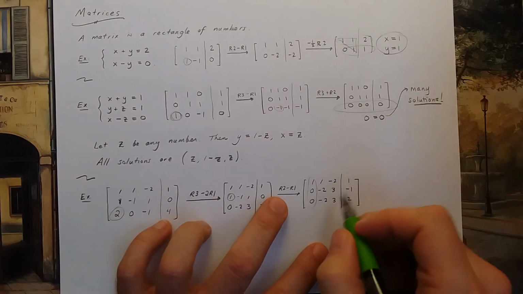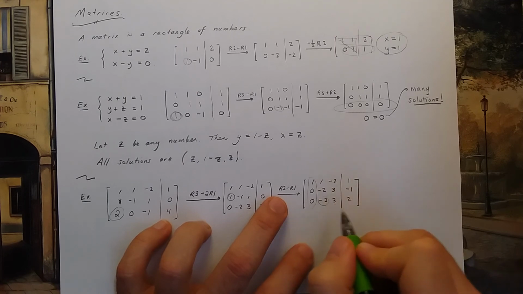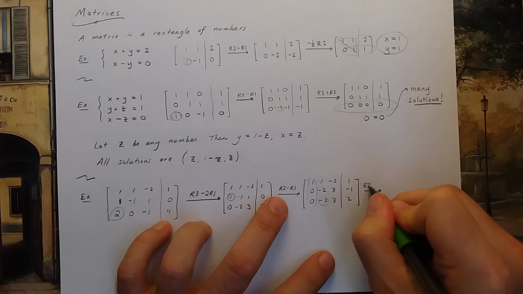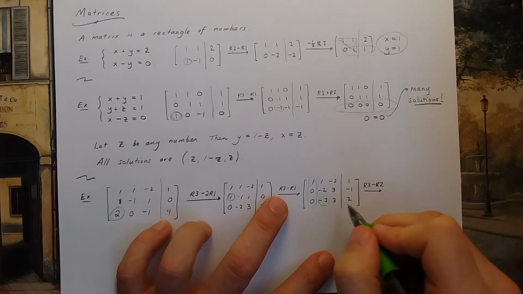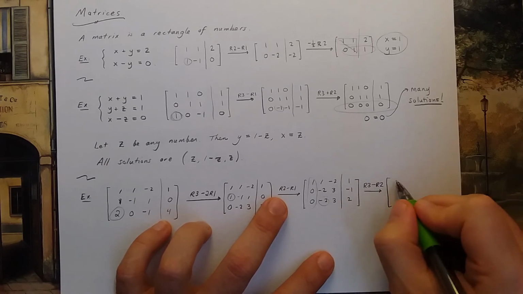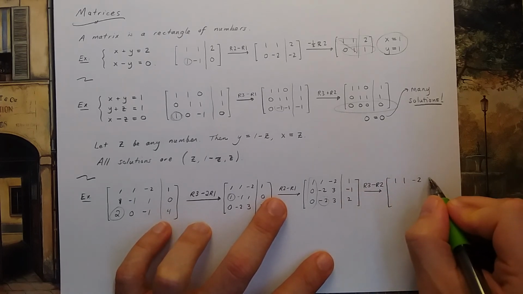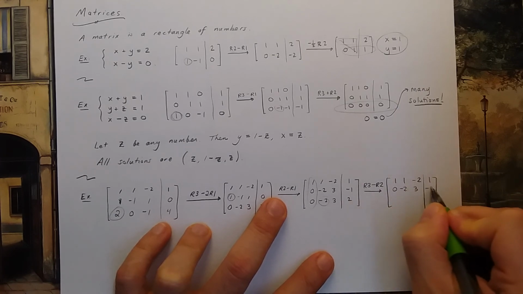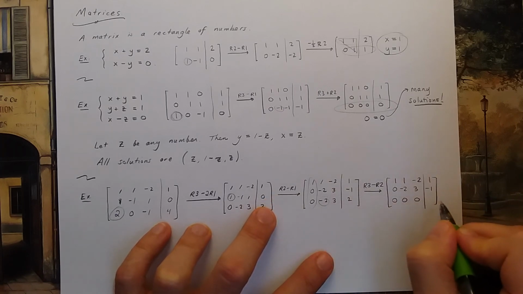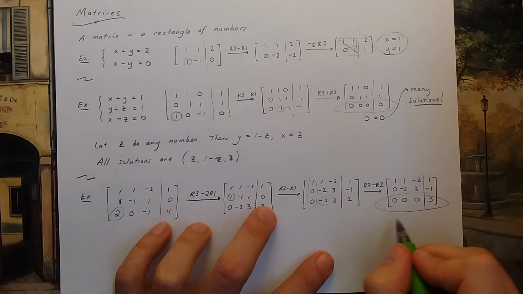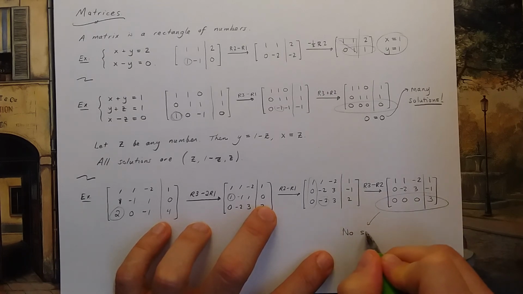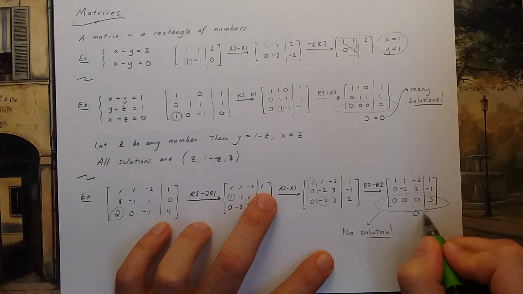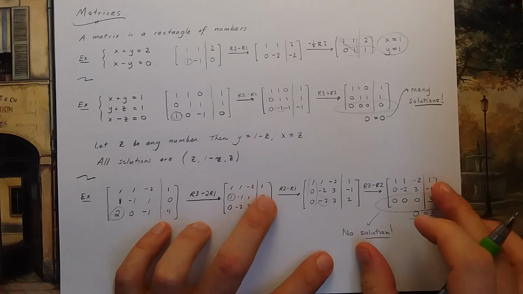The second column, I'm going to try to do the same thing. I'd like to get rid of this negative 2 and put a 0 there. So the row operation I can employ is row 3 minus row 2. This gives me 1, 1, negative 2, 1, and 0, negative 2, 3, negative 1. And the last row becomes 0, 0, 0, 3. Uh-oh. This says no solution. There's no solution because this is equivalent to the equation 0 is equal to 3, which is nonsense.